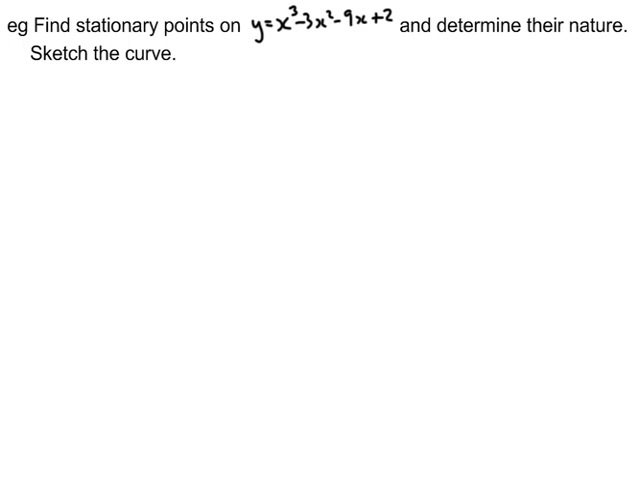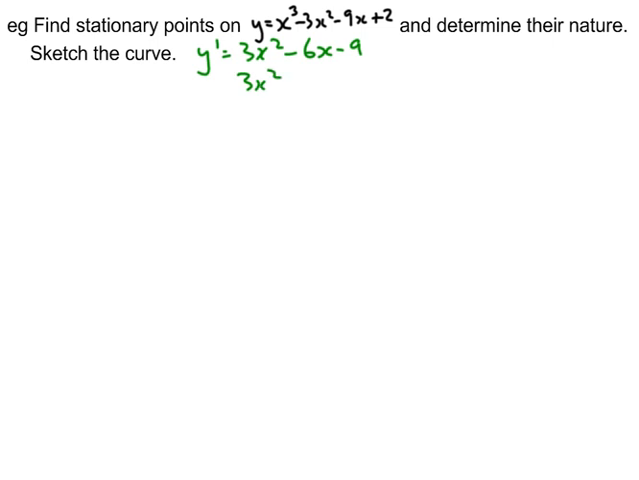And speaking of practice, here's an example we could use. Find stationary points and determine their nature on this particular curve. y equals x cubed minus 3x squared minus 9x plus 2. Now forgive me if I'm going so fast, but we're pushed for time. So first thing is to find the y dash. The y dash expression is 3x squared minus 6x minus 9.